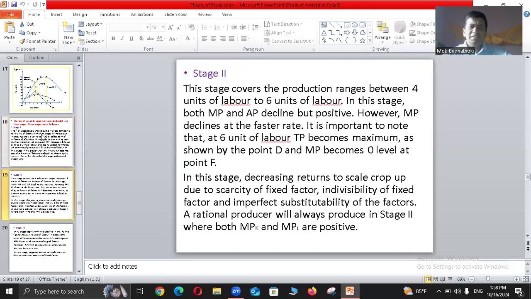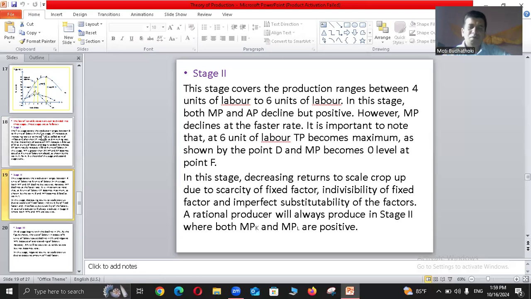In the second stage, this stage covers the production range between 4 units of labor to 6 units of labor. In this stage, both MP and AP decline but remain positive. However, MP declines at a faster rate. It is important to note that at 6 units of labor, TP becomes maximum as shown by the point D, and MP becomes 0 at point F. In this stage, decreasing returns to scale crop up due to scarcity of fixed factor, indivisibility of fixed factors, and imperfect substitutability of the factors.